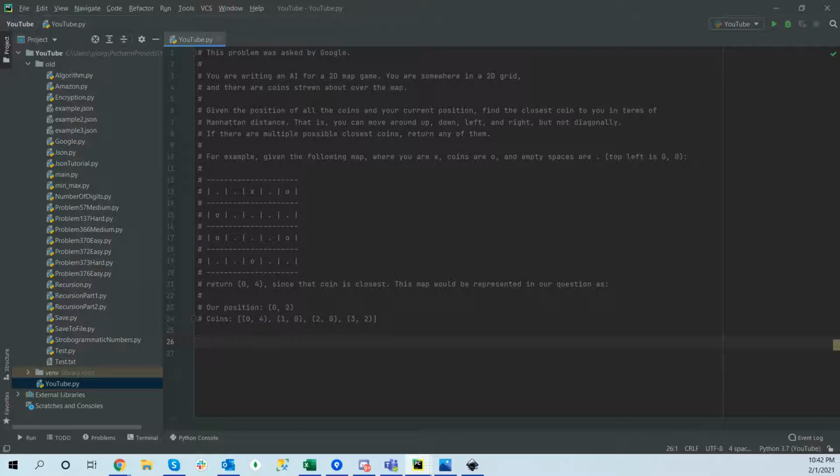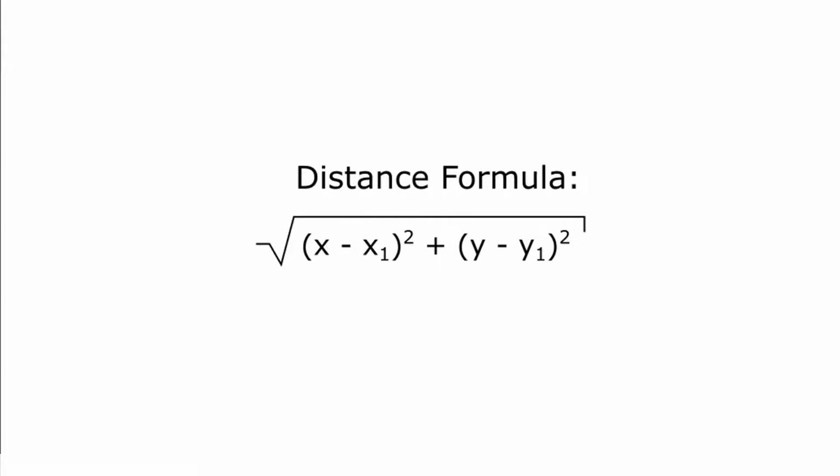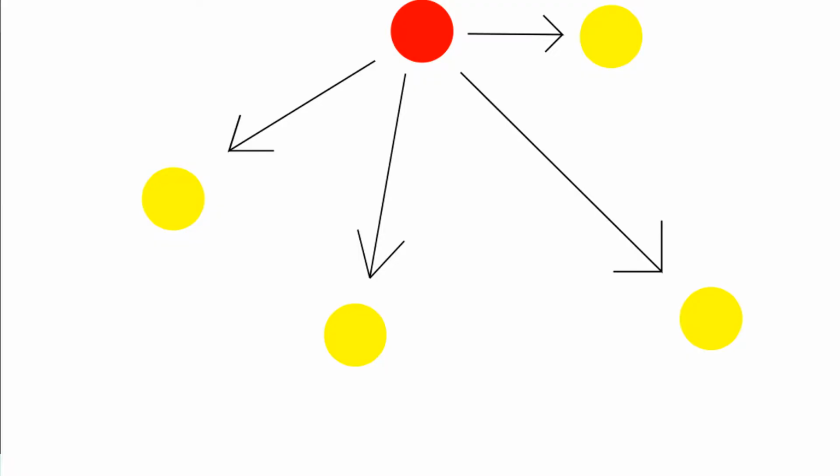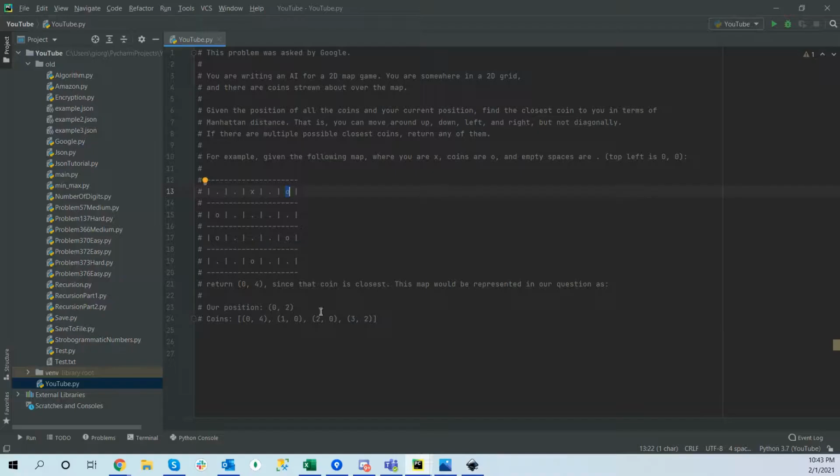So the first thing that we have to go over is the distance formula, right? The distance formula is the square root of, in parentheses, x minus x1 squared plus y minus y1 squared, right? This will give us the distance between 2 points. So the idea here is, here's our position, and here are all the other coins. We need to find all the distances and then find which of the distances is the minimum. Okay, so let's do it.